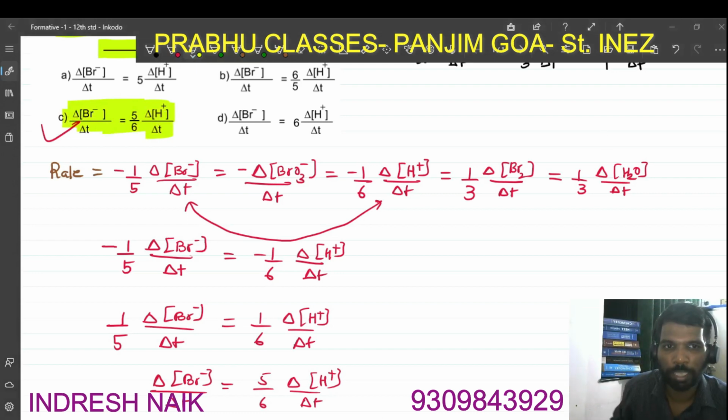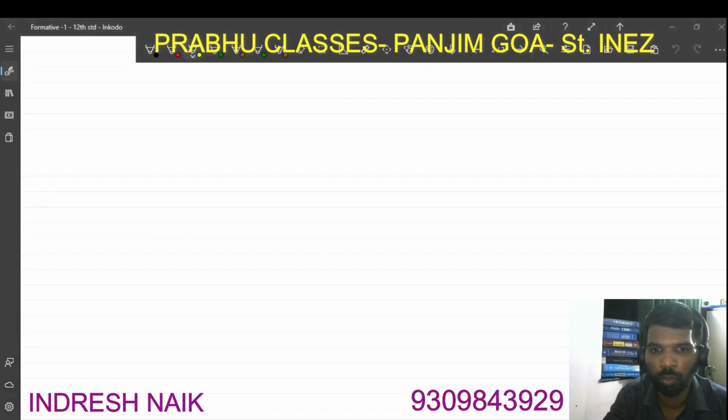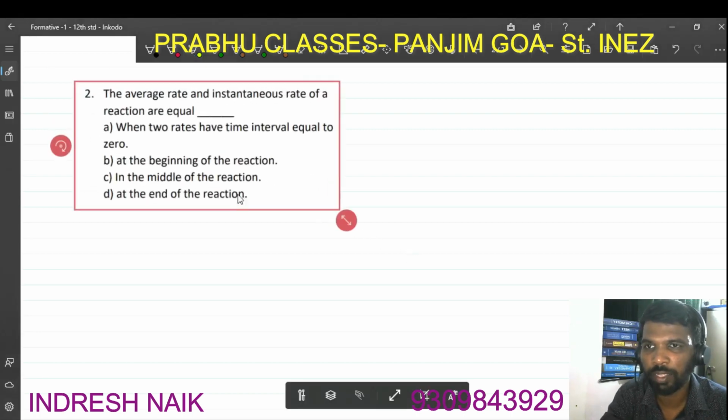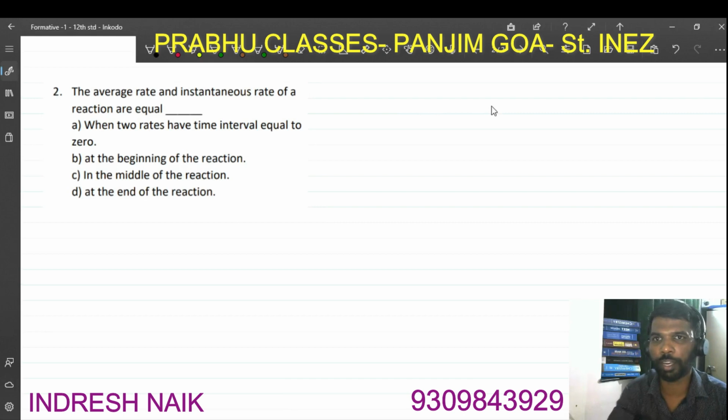So let's go for the next question. Here is the next question. We'll solve this. It is a fill in the blanks. The average rate and the instantaneous rate of the reaction are equal when the time interval is equal to 0, at the beginning of the reaction, in the middle of the reaction, or at the end of the reaction. Many options are given.